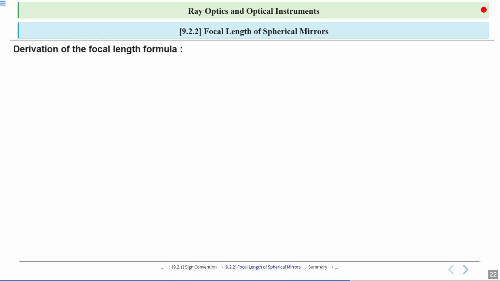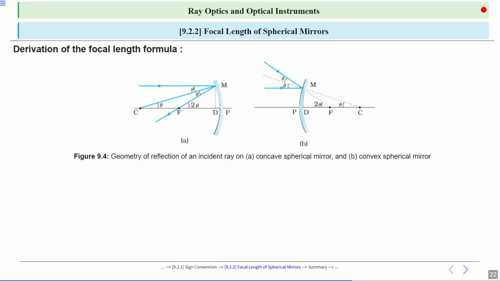Now, derivation of the focal length formula. Figure 9.4: geometry of reflection of an incident ray on (a) a concave spherical mirror and (b) a convex spherical mirror. This is the concave mirror, this is the convex mirror. The geometry of the incident ray is given for both mirrors. This incident ray is striking both mirrors at point M. After reflection it will pass through the focus, or appear to pass through the focus.